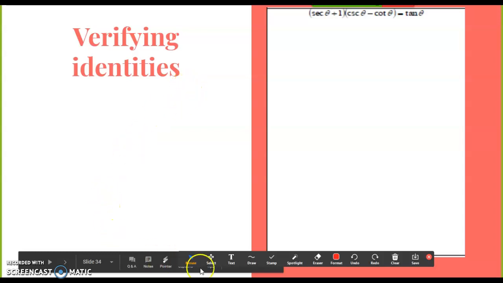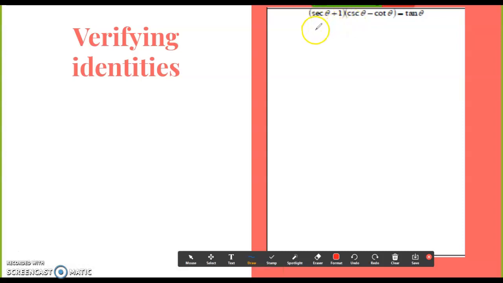All right, we're moving right along verifying identities. Now we're going to verify that the secant of theta plus 1 times the cosecant of theta minus the cotangent of theta is equal to tangent of theta. Before I do anything, I'm going to multiply these two expressions so I can have one big expression.